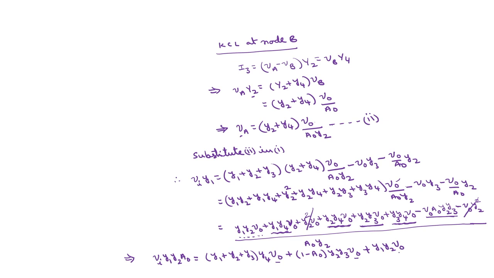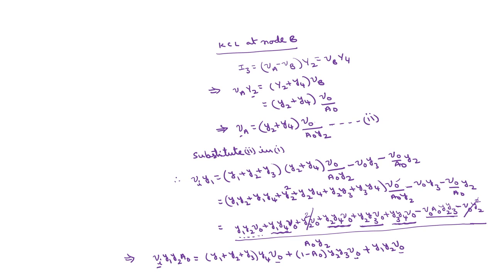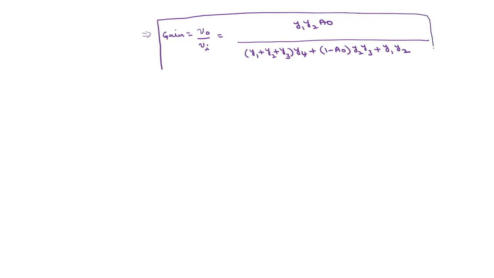So here V0 is common in all the three terms, here VI is there. So the gain is V0 by VI. So what will be the expression for V0 by VI? So this V0 divided by VI. So this side Y1 Y2 A0 will be left. Y1 Y2 A0 divided by, so this side V0 we have taken. So this is (Y1 plus Y2 plus Y3) into Y4. Second term is (1 minus A0) times Y2 Y3, and third term is Y1 Y2. This is the expression for the gain of a generalized Sallen-Key second order active low pass filter.